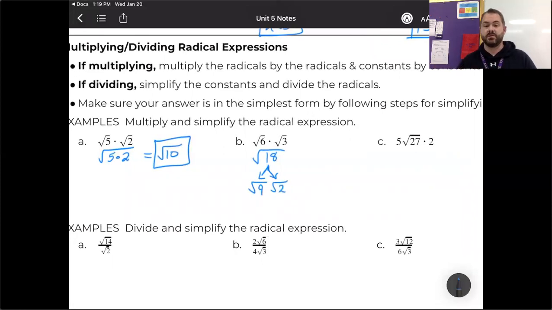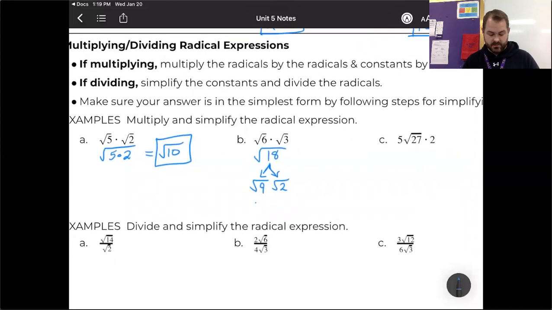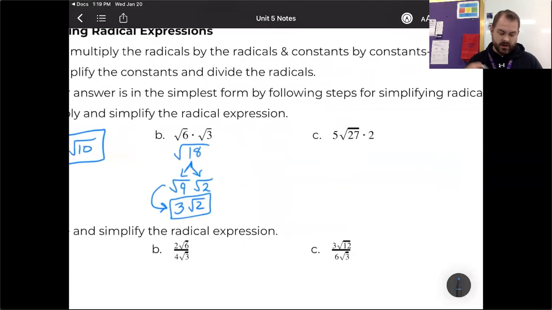18 divided by 9 is 2. The square root of 9 goes first because that's my perfect square, and I can take the square root of 9 and get 3. And then I'm left with a 2 underneath. Notice when you take the square root going from here to here, we no longer write the square root there. I don't keep the square root symbol over the 3. It'd be like keeping a plus sign after you added 2 numbers. We don't do that. Okay, but that is your final answer there. And then we've got another example here. On part C, there are 2 numbers that are not radicals.